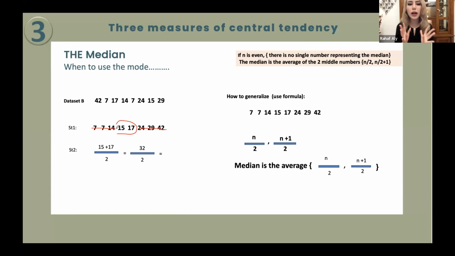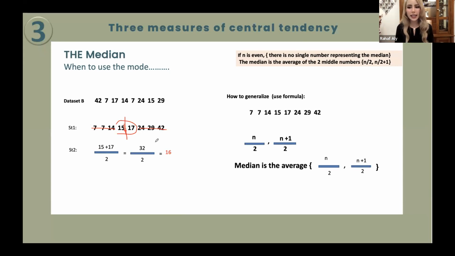So we have 2 medians. But what do we need to do? What we need to do is add them, find the average. So we need to add them and divide by 2. When we add them and divide by 2, we're going to find that the median is 16, which is correct because it is in between 15 and 17. But this is only for a small set of data.